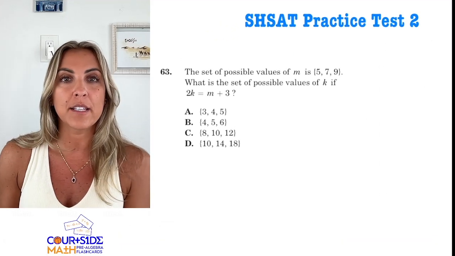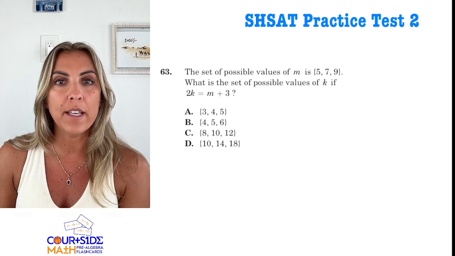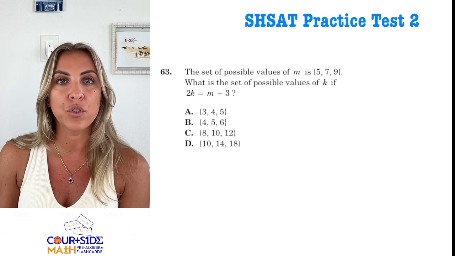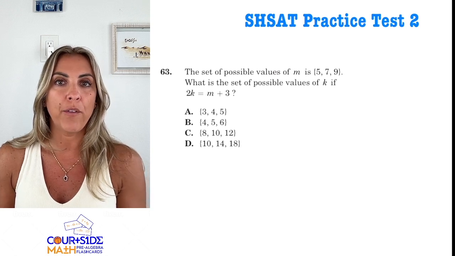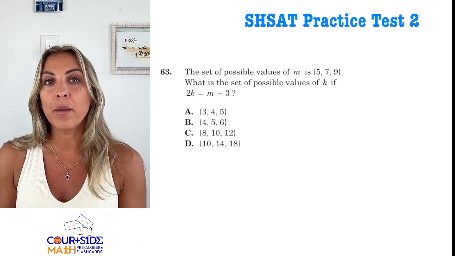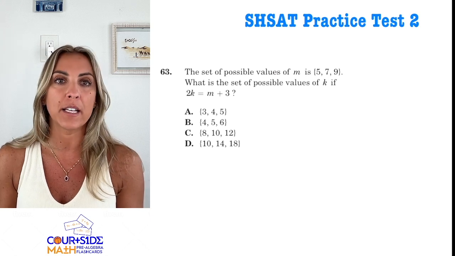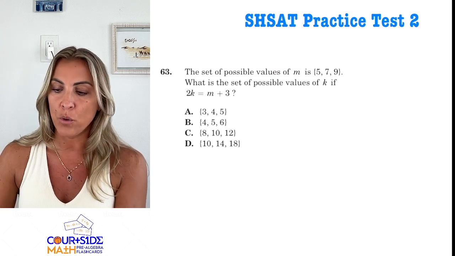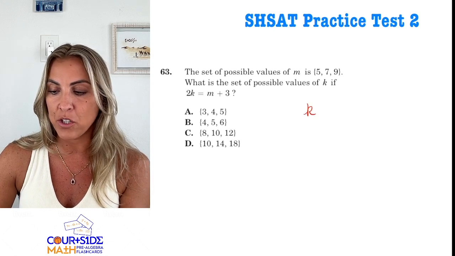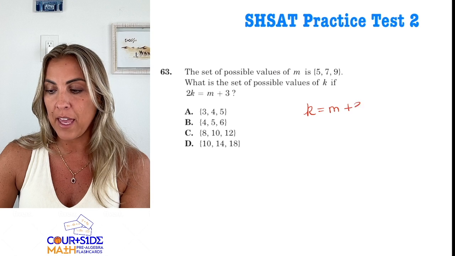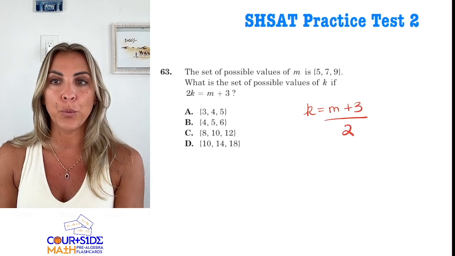Number 63 says the set of all possible values of m is 5, 7, and 9. What is the set of possible values of k if 2k is m plus 3? If they want to know what the possible values of k are, but they're giving me the value of 2k, I want to first isolate that k and find an expression that k is equivalent to. So to do that, I'm going to divide both sides of the equation they gave me by 2. That's going to tell me that k is equivalent to m plus 3 divided by 2.